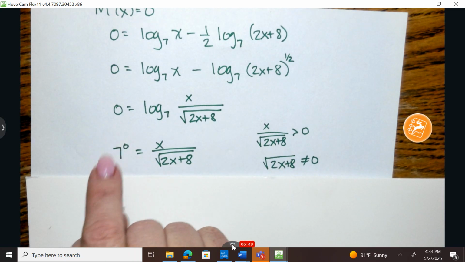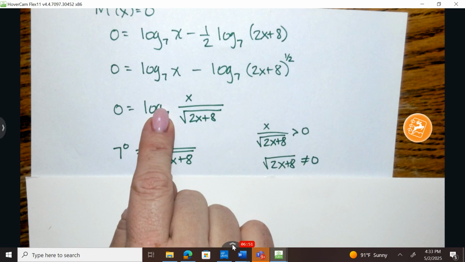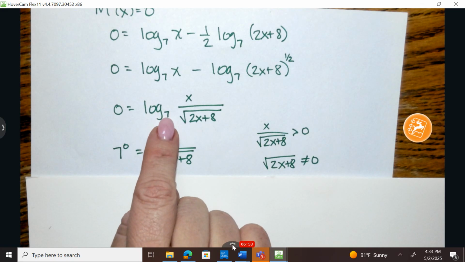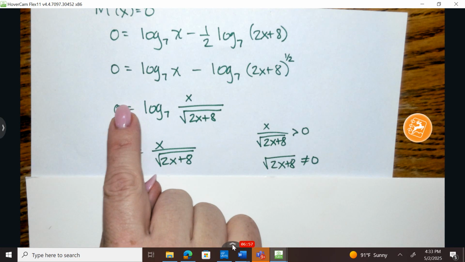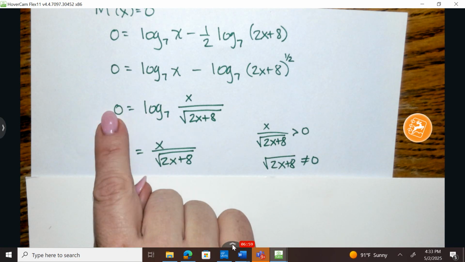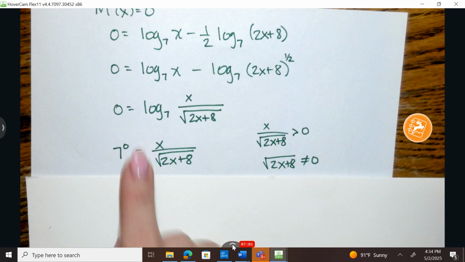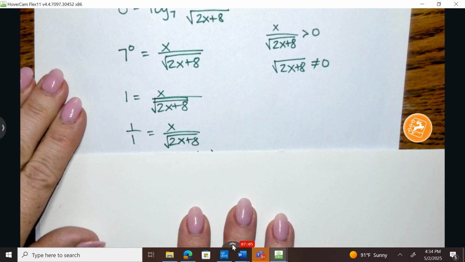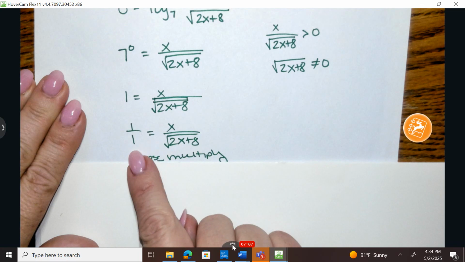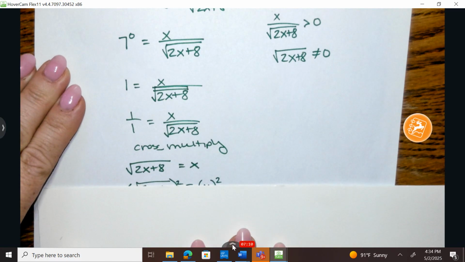Okay, so when I have this, I'm going to write it now in exponential form. It's base raised to an exponent, that's the value on the opposite side of the equal sign. So 7 raised to the 0 equals this quantity. Now, 7 raised to the 0 is 1. And now I'm going to do cross multiplying. So I'm taking 1 times this quantity and setting it equal to 1 times x.